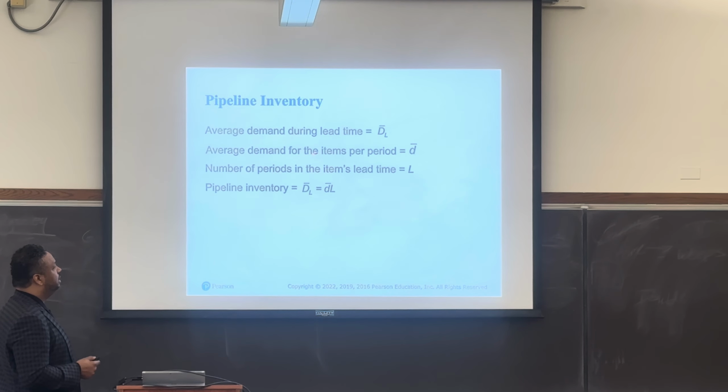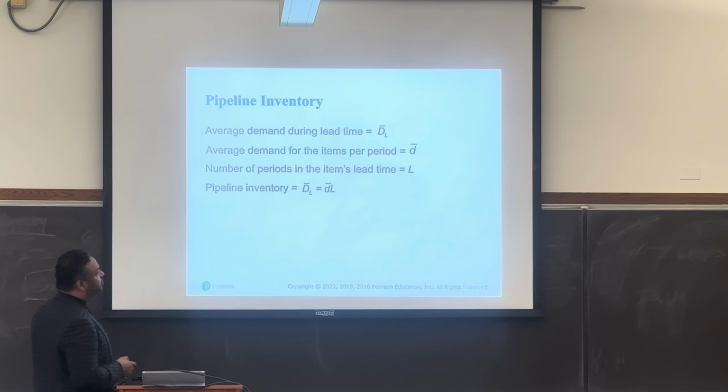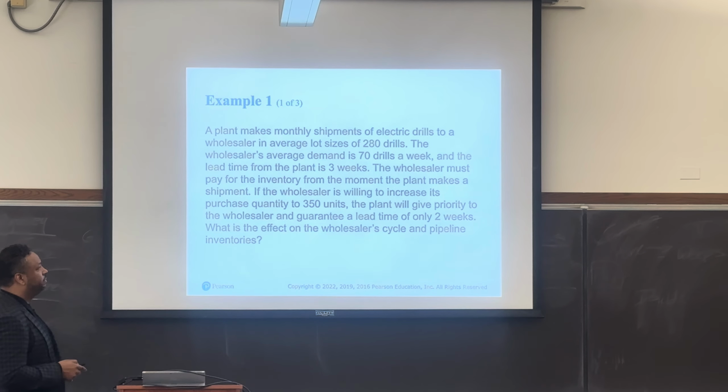Our average demand for the items per period would be D, and the number of periods in the item's lead time will be L. And our pipeline inventory is D sub L equals D times L, which is really just a multiplier of average demand for items in a given period, multiplied by the number of periods in the lead time. Here we give an example.